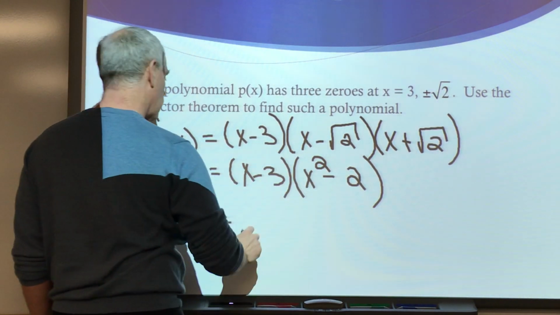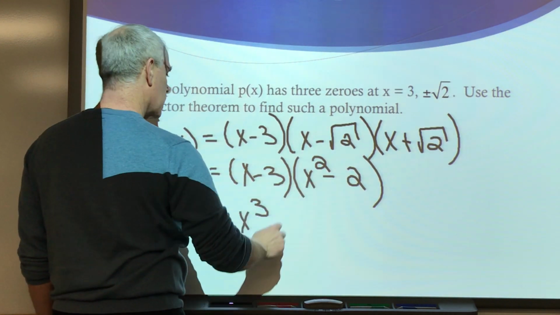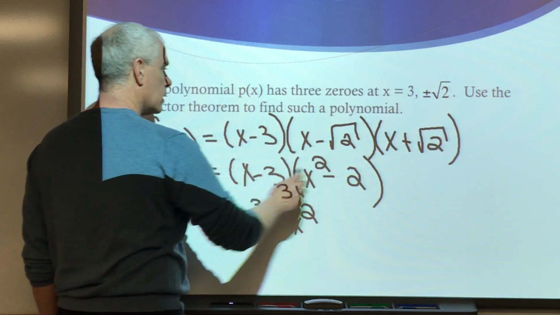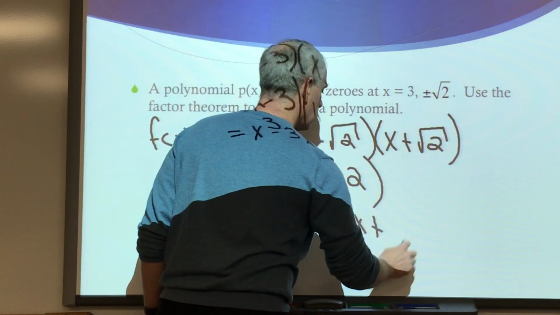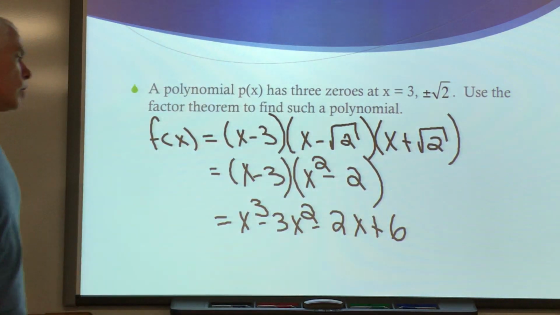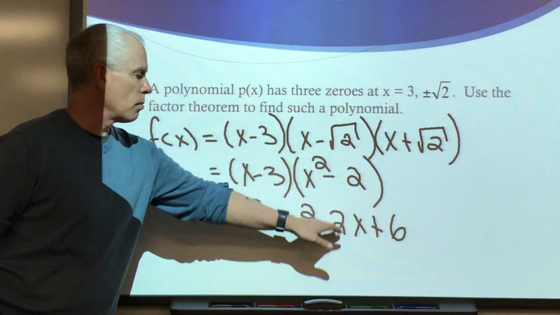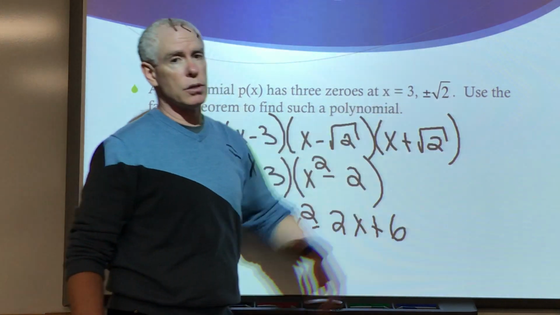So x times x squared is x to the third. Negative 3 times x squared is negative 3x squared. x times negative 2 is negative 2x. And negative 3 times negative 2 is plus 6. So I think if I graph f of x equals x cubed minus 3x squared minus 2x plus 6, it's going to cross the x-axis at 3 and plus or minus the square root of 2.